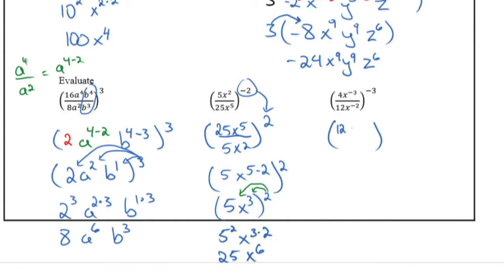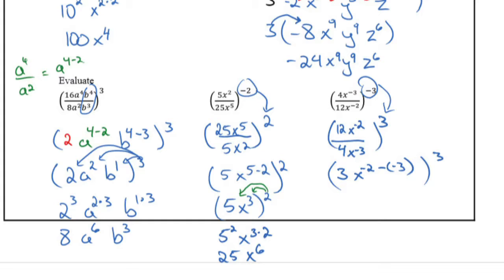I'm going to get 12x to the -2 on the top, divided by 4x to the -3 on the bottom. Now everything has a positive exponent. I've taken the reciprocal of everything. Okay, I have 12 over 4, and 12 divided by 4 is going to give me 3. And then I have x to the -2, and I know when I divide fractions, I subtract my exponents, as long as they have the same base.